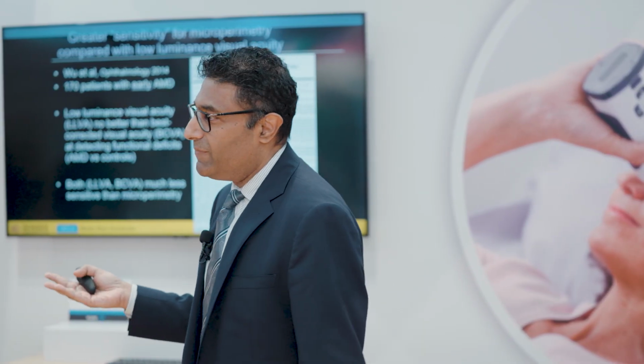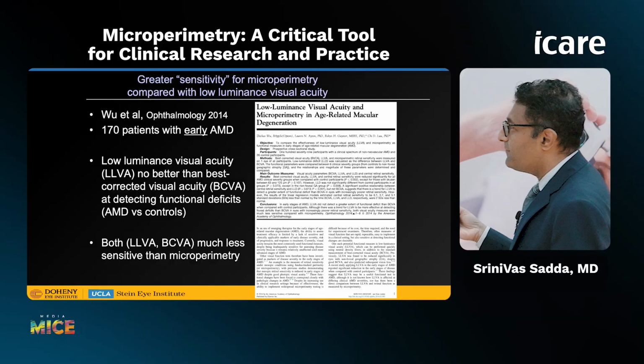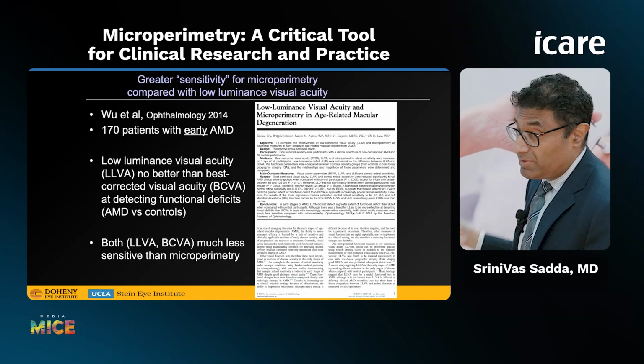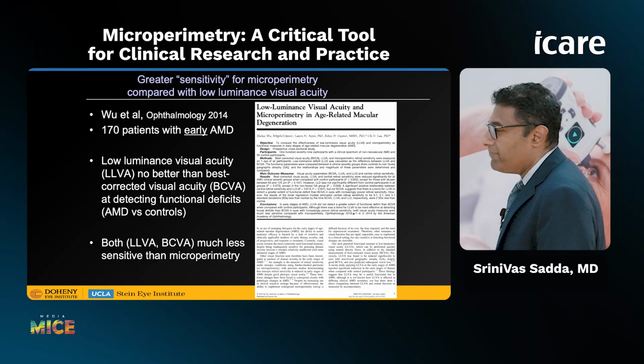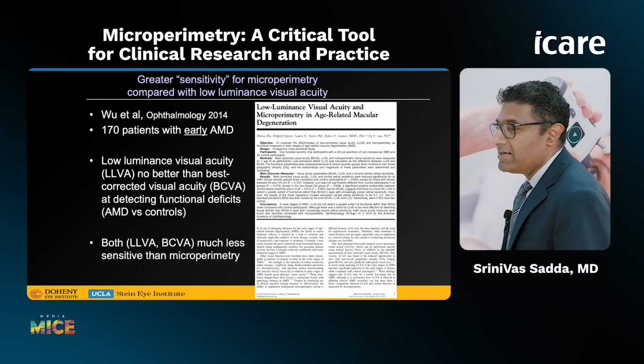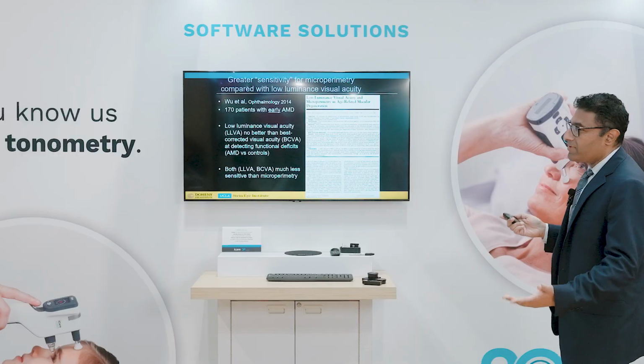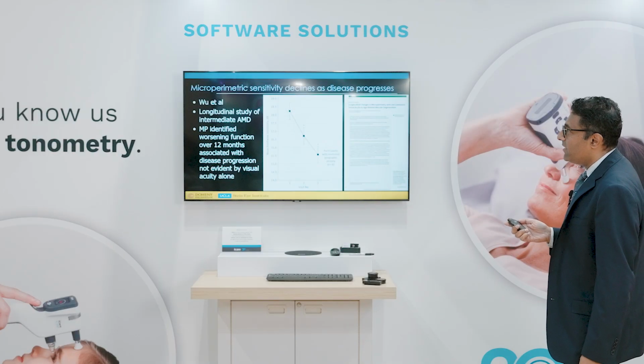The real advantage of microperimetry is that it's highly sensitive for changes. There have been some studies that suggested low luminance really wasn't much better than best corrected visual acuity. And that's, again, the critical thing: can you detect whether a disease is actually changing? That's where we think microperimetry is going to be really quite critical.